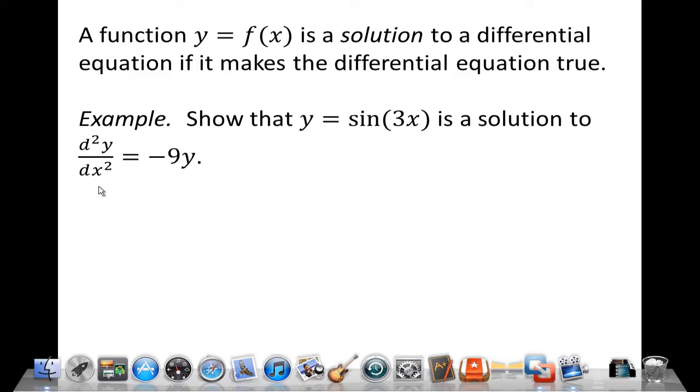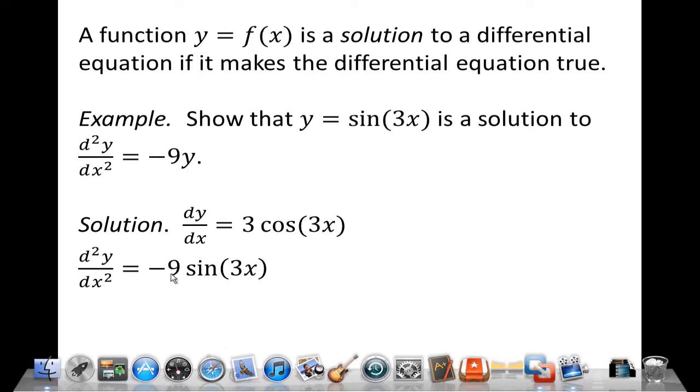So let's look at the second derivative of y with respect to x. We're going to take the derivative of the sine. The derivative of the sine is 3 times the cosine of 3x. Now we need the second derivative, so we have to take the derivative of this again. The derivative of the cosine of 3x is the opposite of the sine of 3x times another factor of 3, which will give us negative 9 times the sine of 3x. Okay, so now we hold on to that.